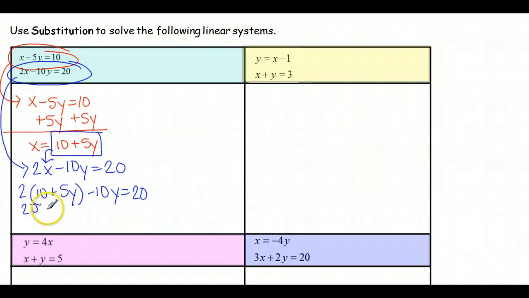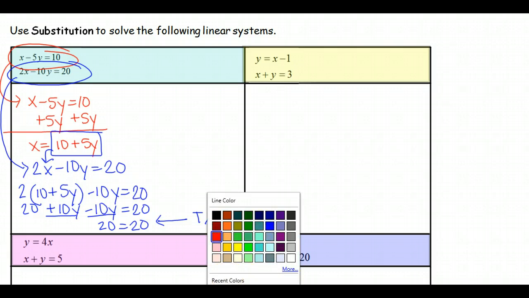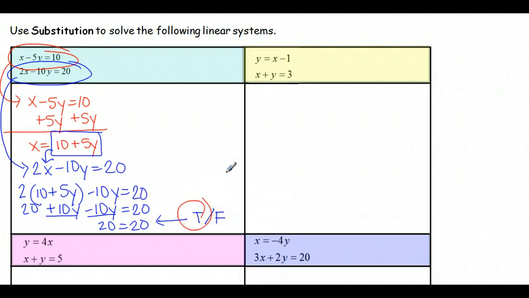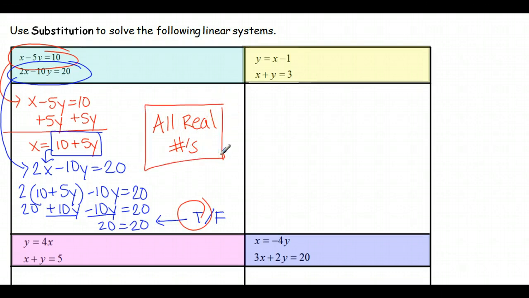2 times 10 is 20, plus 10y minus 10y equals 20. And 10y minus 10y go away, so we're left with 20 equals 20. So again, is this true or is it false? Hopefully you've identified that it is true, which means the solution to this system is all real numbers. Now remember, saying all real numbers is the same thing as saying an infinite number of solutions. Alright, let's go on to the next example.